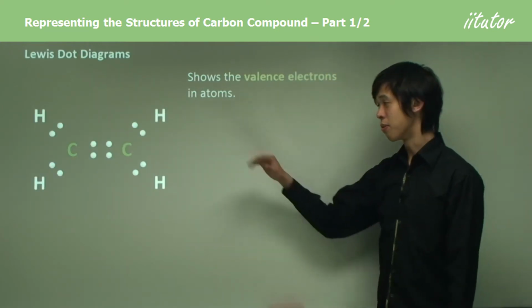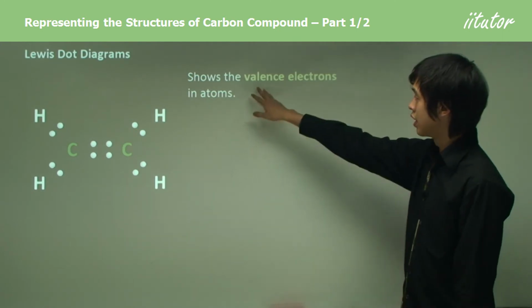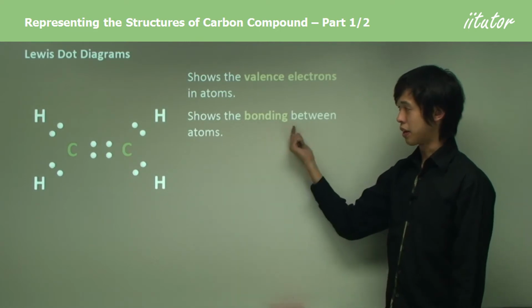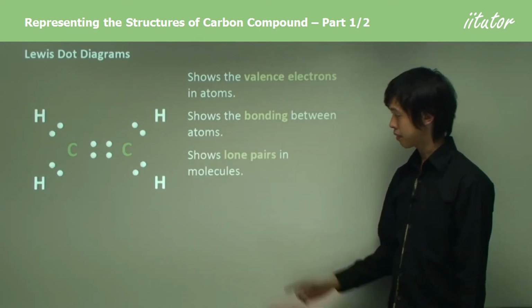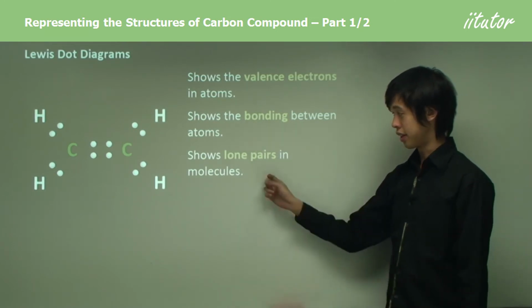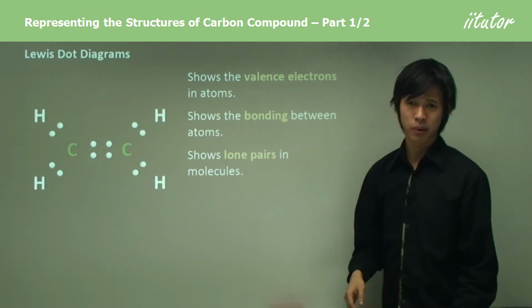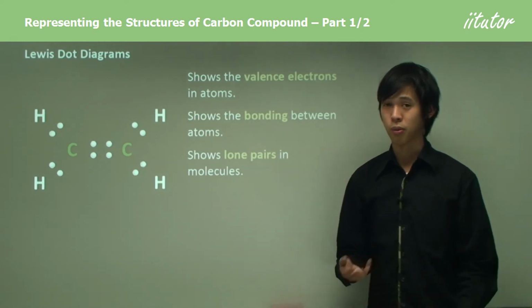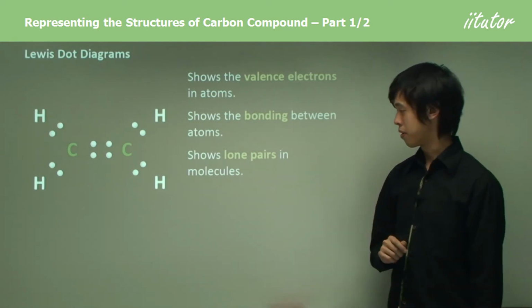Lewis dot diagram, so we're familiar with this at the moment. So this is a typical Lewis dot diagram. It shows the valence electrons in an atom. Okay. It shows the bonding between atoms as well. So it shows bonding explicitly once again. And it also shows you lone pairs of electrons, which are important in the VSEPR theory, as well as in future topics relating to coordinate covalent bonds. So again, lone pairs are very important.